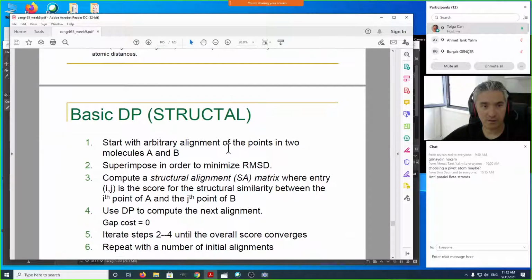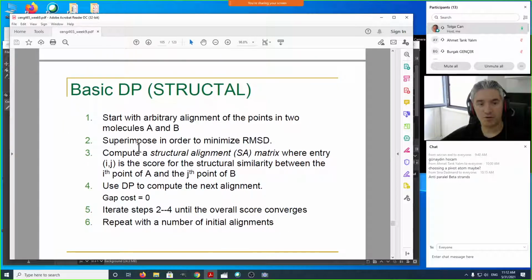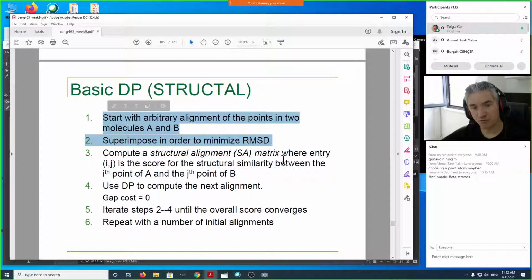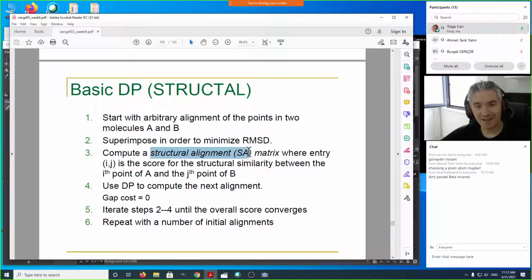So here, if you look at the pseudocode, we first superimpose the initial random alignment. The structural alignment matrix is what we use to replace BLOSUM62. Every entry is the score for structural similarity between two pairs of amino acids. Whether it's a match score or a mismatch penalty is indicated in this matrix, and it's computed purely by looking at the three-dimensional inter-atomic distances between two different molecules.